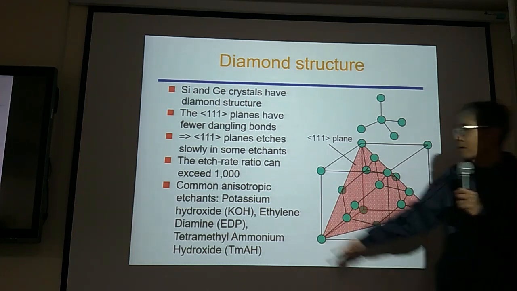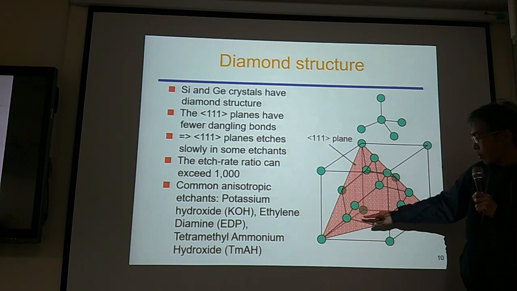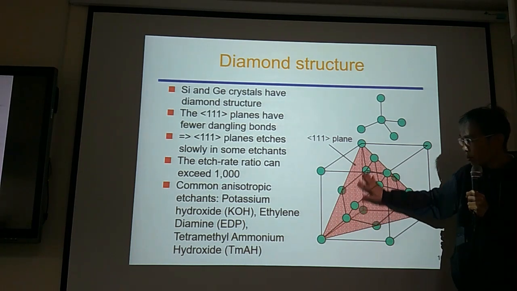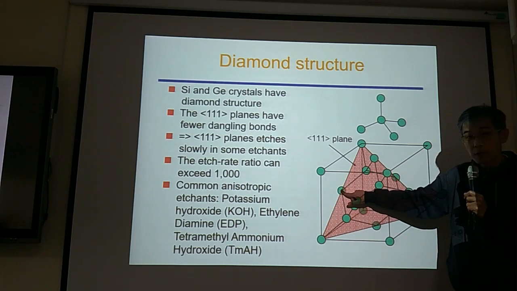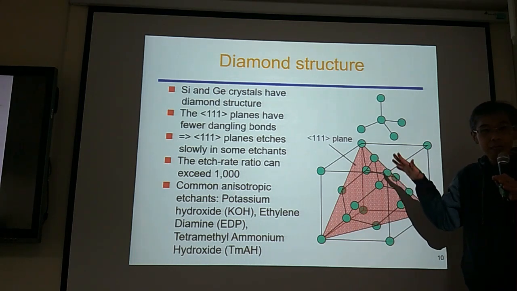The dangling bond means on this surface we have some bonds, some atoms outside this surface connected to this surface. We call those dangling bonds.